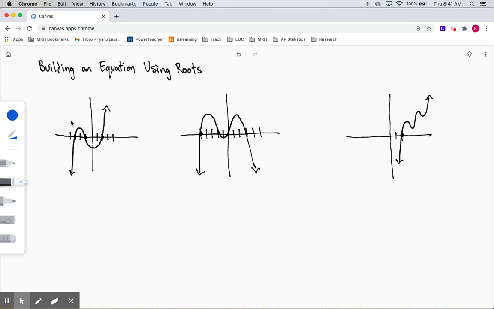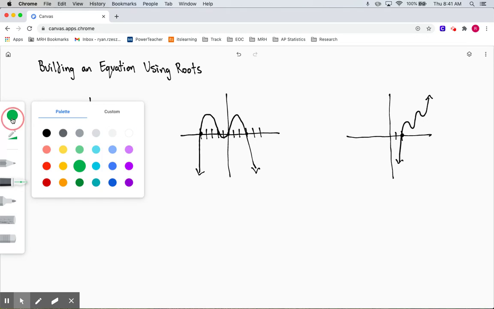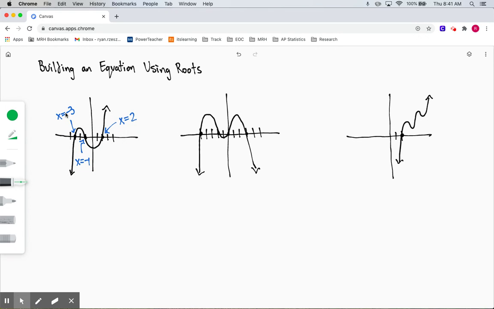The first thing I'm going to do on this picture is identify all of my roots or my x-intercepts. So I'm just figuring out where this graph hits the x-axis, and it hits at -3, -1, and +2 for this problem. What I'm going to do with my x-intercepts is take them one at a time, and think backwards from using the solution to make my equation.